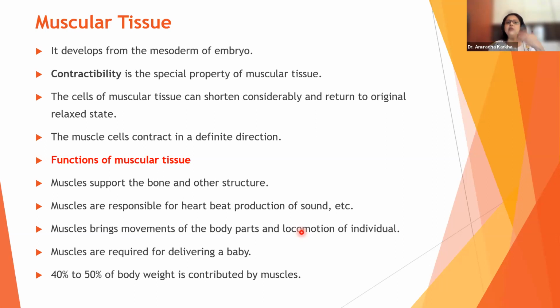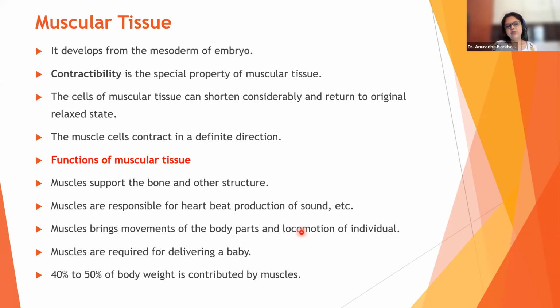We have to see also the sliding filament theory, which proves how the muscle contraction is going to take place and come back to normal. पूरा डिटेल में हमने वो एक्टिन, मायोसिन, उसके कंपोनेंट, सब कंपोनेंट सब कुछ डिटेल में किया हुआ है ना? The muscle cells contract in a definite direction.